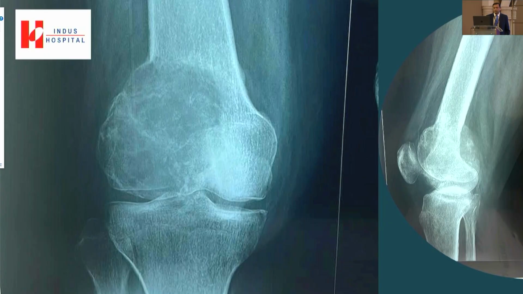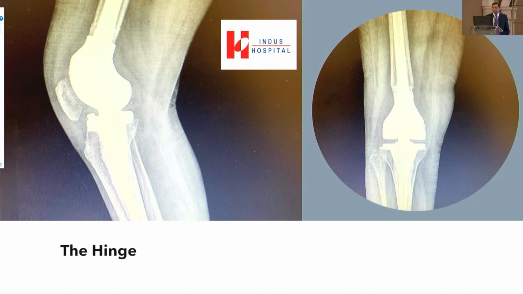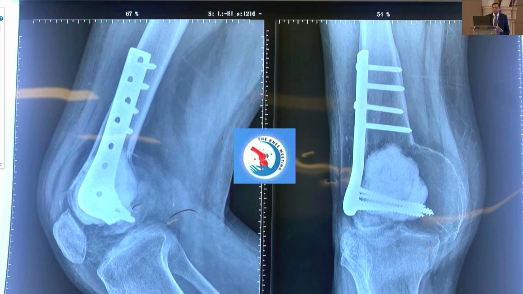Similarly, if you want to do a hinge, these type of cases, GCT, or you can use a megaprosthesis. This is the last line of defense. So after this, you don't have much option left. This is a similar case of mine with a GCT, and we have done a megaprosthesis as well.